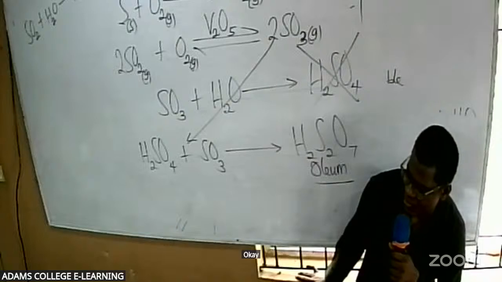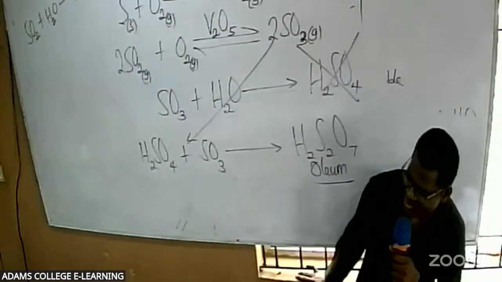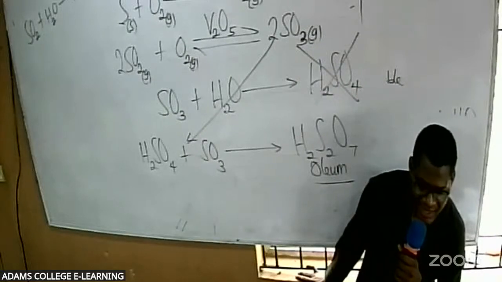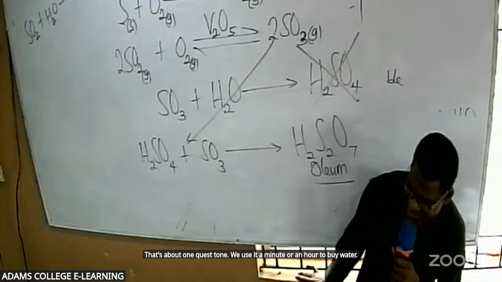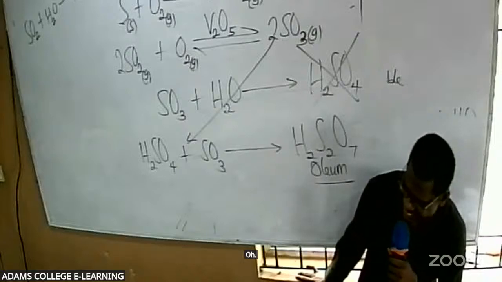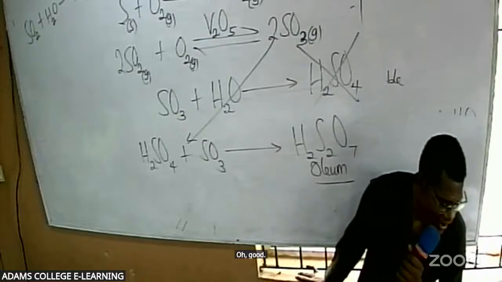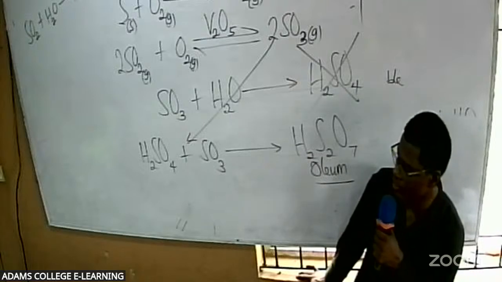Okay, now they use one question. Let's buy one question. We use the remaining 100 naira to buy water. This one, okay, calculation should be true.